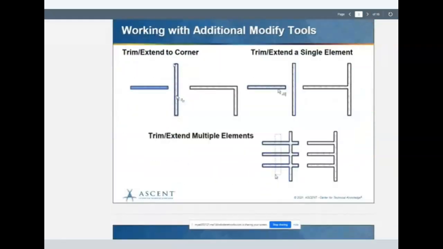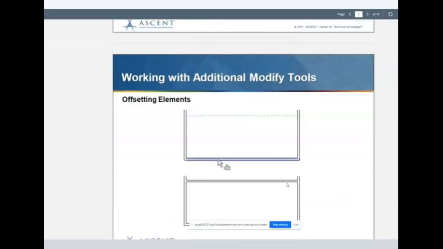Trim to extend corner. It works a little bit backwards from AutoCAD. It's more like advanced AutoCAD when we were working with splines. You could extend your lines, touch one, touch the other one, and then they can join, have that clean cut. You could trim and extend multiple lines if you want to.